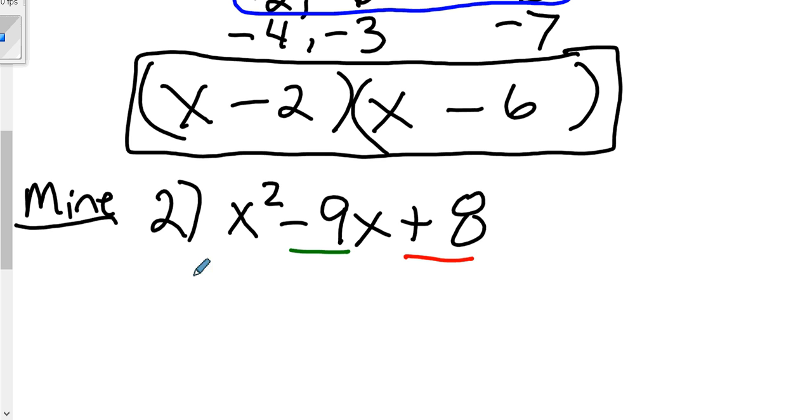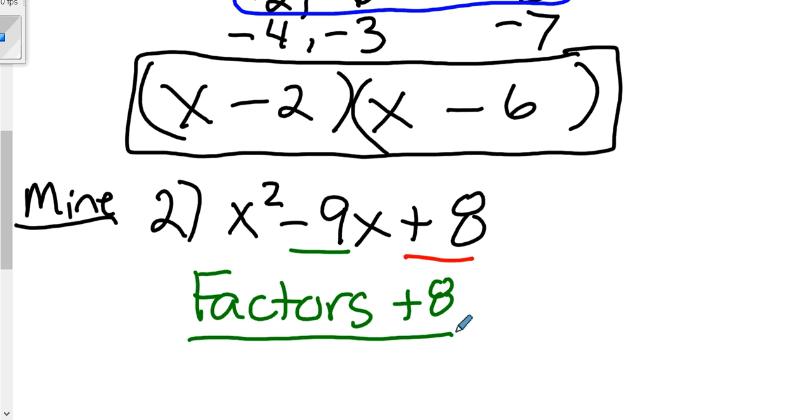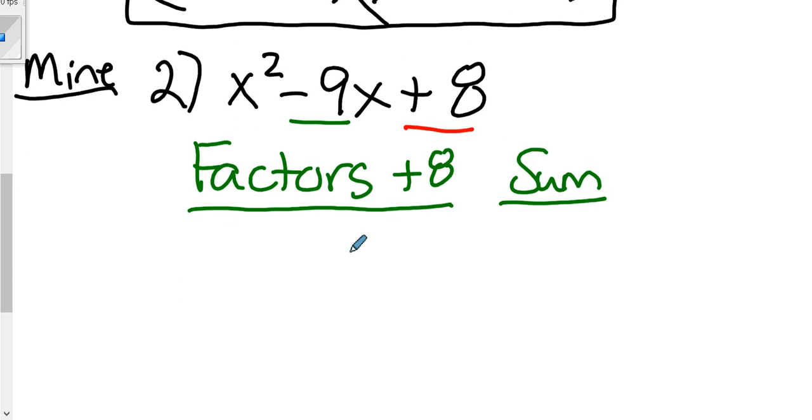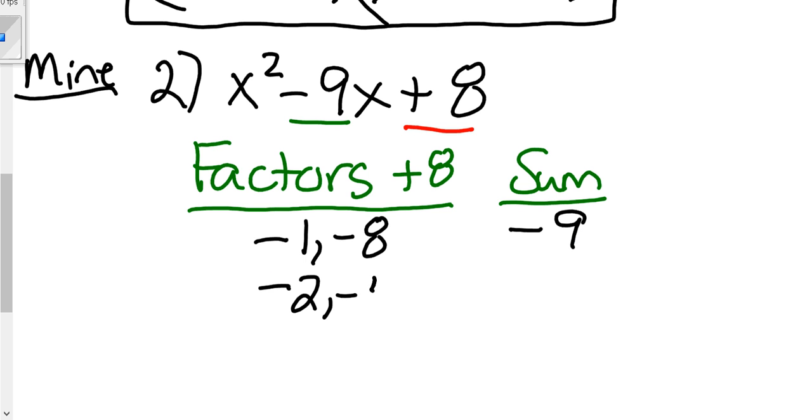We're still using factor sum. So we're going to find factors of a positive 8. And then we're going to find their sum. Remember, since the B is negative, both factors have to be negative numbers. So we're going to do negative 1 and negative 8. We add them together, that'll give you negative 9. Negative 2 and negative 4. When you add those together, you get a negative 6. And that's all the factors of positive 8. And what we're looking for is a negative 9. There's our negative 9.